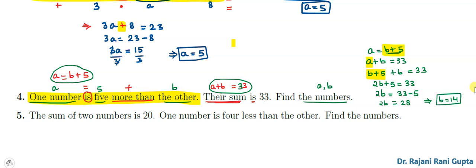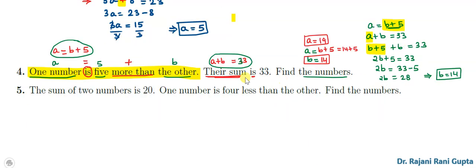So you got B. What we needed here were the numbers A and B both. We have B as 14. Now what is A? A is B plus 5. That is 14 plus 5. So the value of A is 19. So these are your two numbers, 14 and 19.